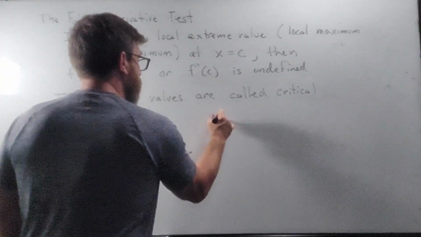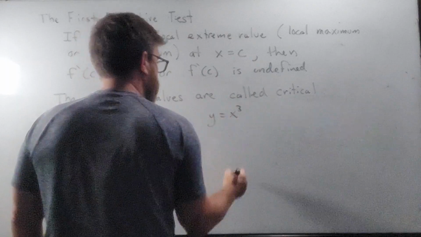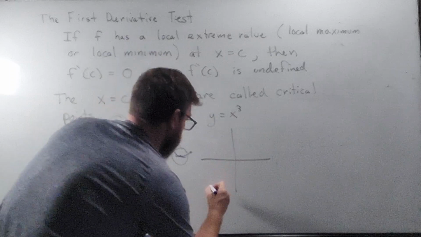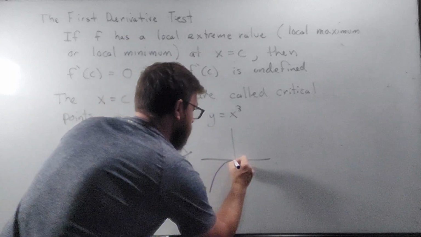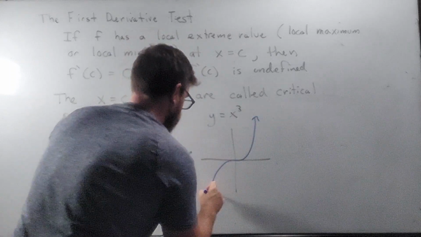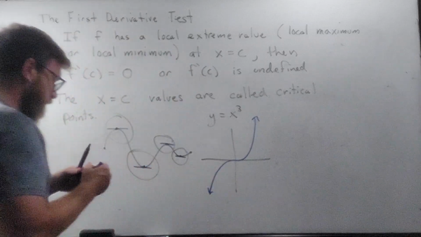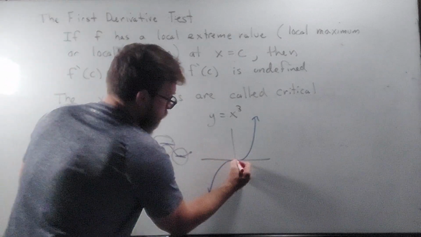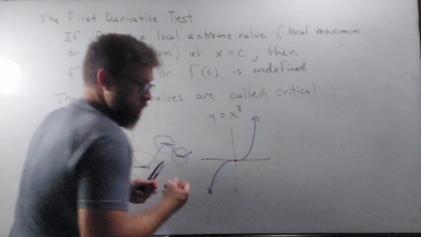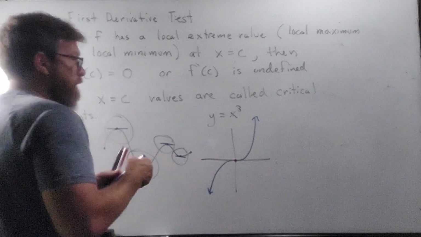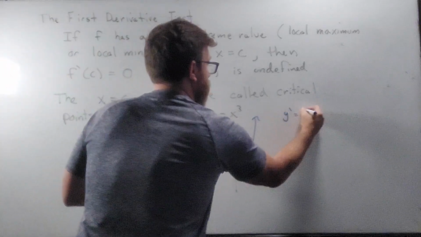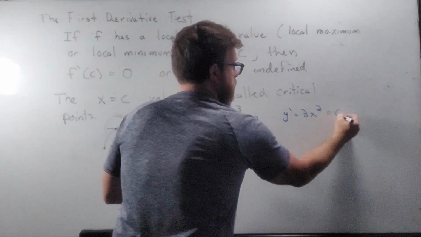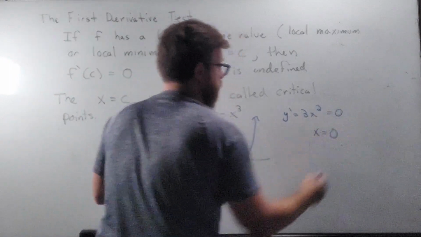So if I look at, say, y is equal to x cubed, what we know is that the graph of this thing looks like this. It kind of flattens out there, and then it goes back up. Notice that the slope at this point, at x equals 0, is going to be equal to 0. We can verify that: y prime would be equal to 3x squared, and if we set this equal to 0, this gives me x is equal to 0.